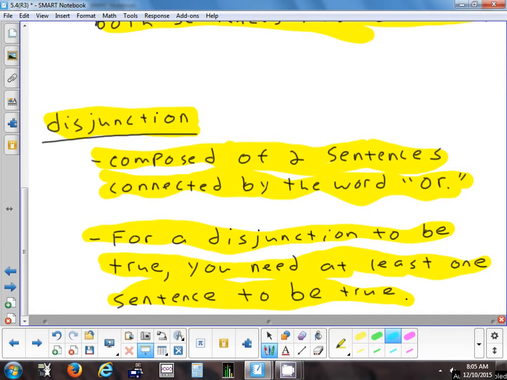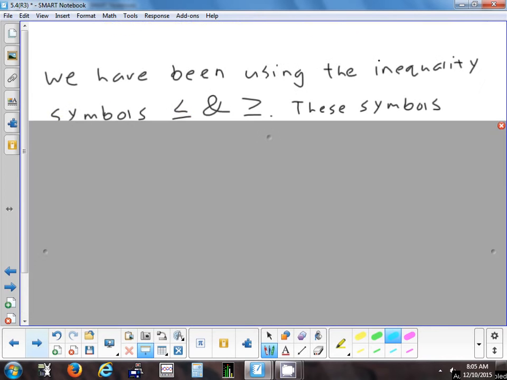Okay? Conjunctions are picky. Like Mr. Rice said, those are the snobby ones. Those have to overlap. Disjunctions don't. Disjunctions, you graph everything. So that's the basic difference between a conjunction and a disjunction.